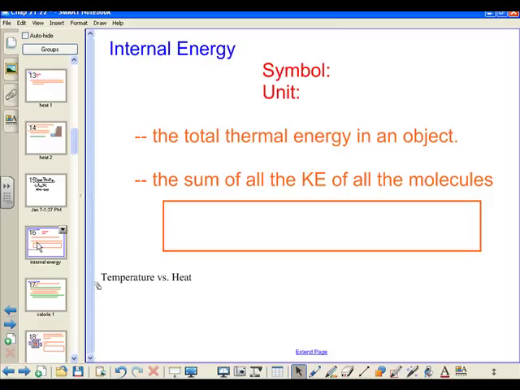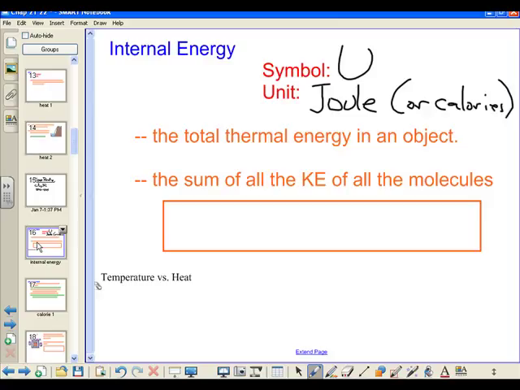It is not the energy in the object. Most people say, well, the hot object has lots of heat in it. No, it doesn't. What it does have is internal energy. Our symbol for internal energy is a capital U. Our unit is the joule. Usually we could use calories, but usually you're going to see joules.